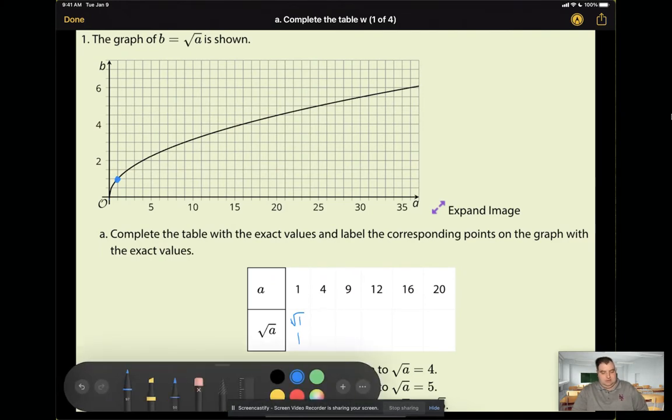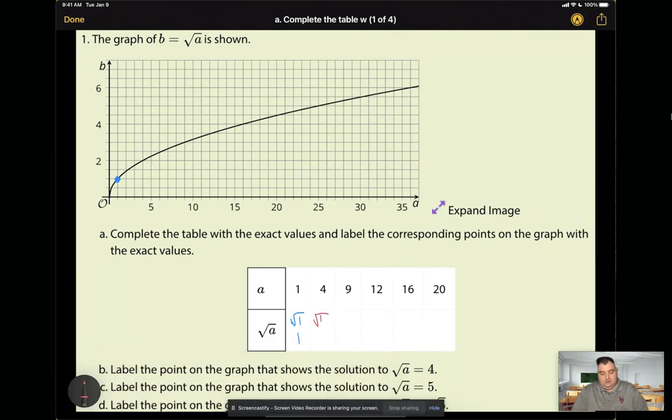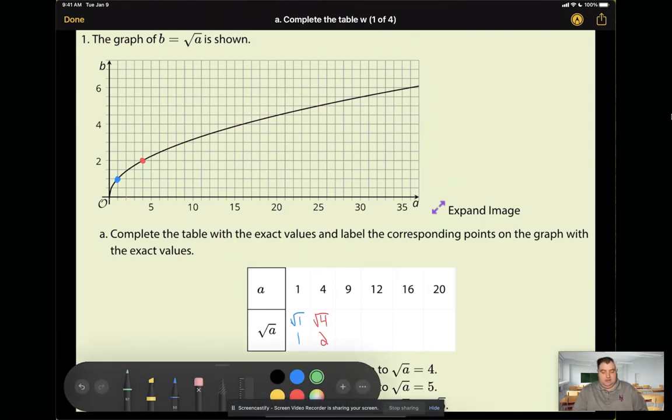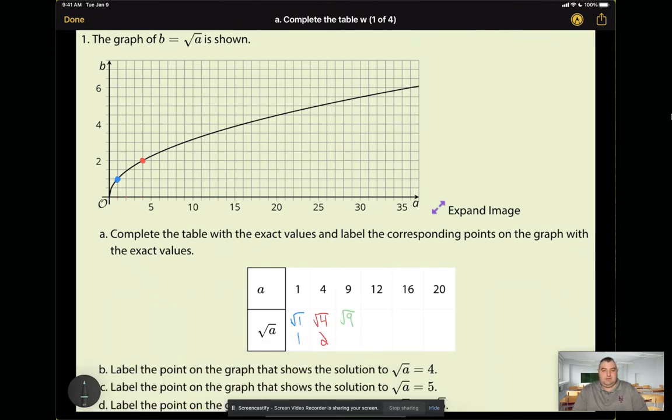Okay? Let me change to a different color. If a is equal to 4, that would be the positive square root of 4, which I know is 2. So 1, 2, 3, 4, and then 2 is up here. Let's change to green now. So when a is 9, this would be the positive square root of 9, which I know is 3. So 9 is going to be all the way over here, and then 3 is going to be up here. So that's going to be this point.